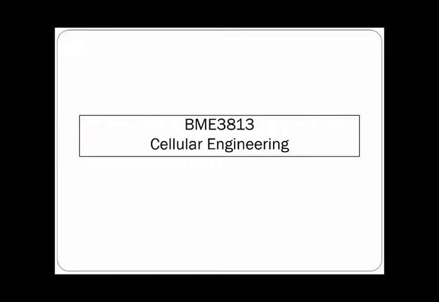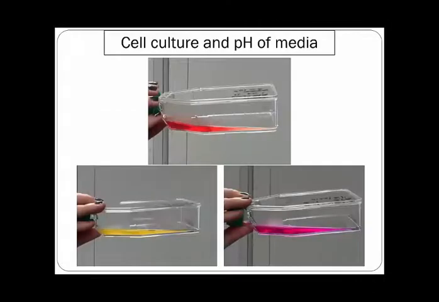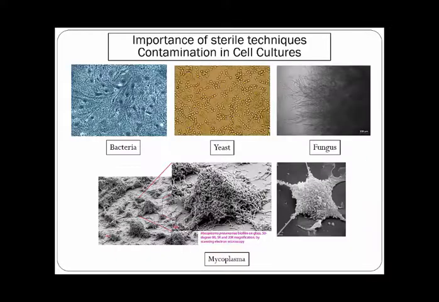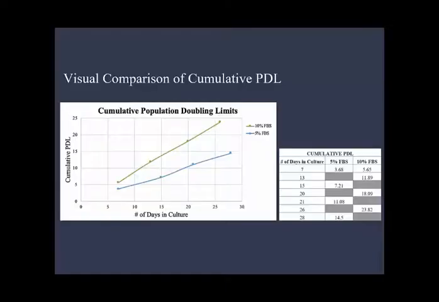The second course is Cellular Engineering, or BME 3813, where the students learn the basics of cell culture and imaging techniques. They learn the importance of culture media, the pH of the media, the culture conditions, and why it is important to follow sterile techniques to prevent contaminations of bacteria, yeast, fungus, or mycoplasma. They do short-term and long-term projects. So this is an example of a long-term project they do for the whole term.